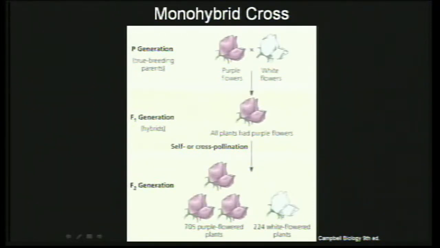So in this case, you can either transfer the pollen from the purple flower or the pollen from the white flower to the other. So either way it's fine, because in plants you know that it's going to be the same. So he pollinated that way. He took these two pure breed plants and he pollinated between them.